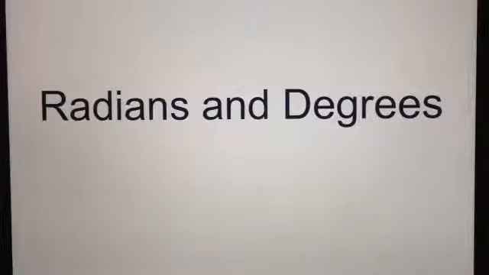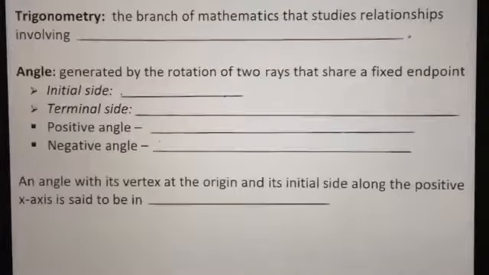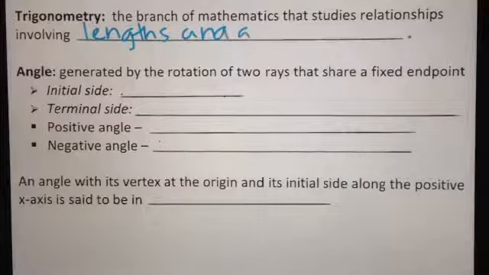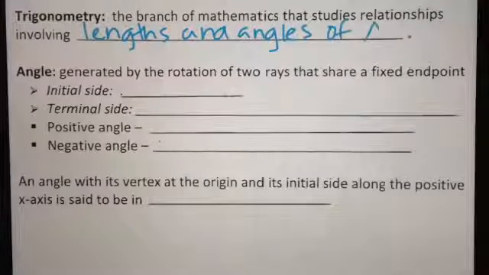All right, this video is going to be about radians and degrees. So in trigonometry, that's the branch of mathematics that studies relationships involving lengths and angles on triangles. So lengths, meaning side lengths, and angles of triangles.